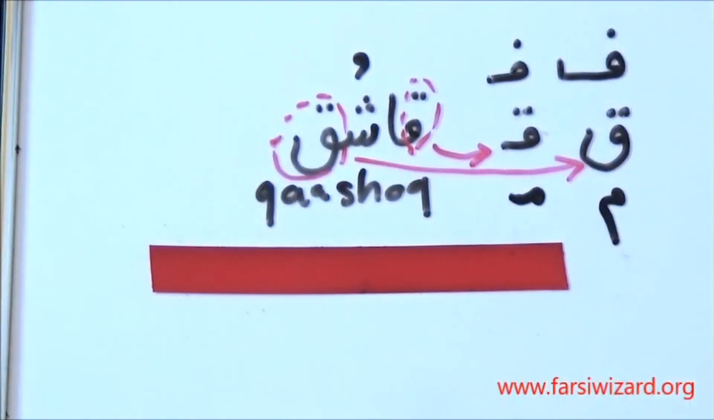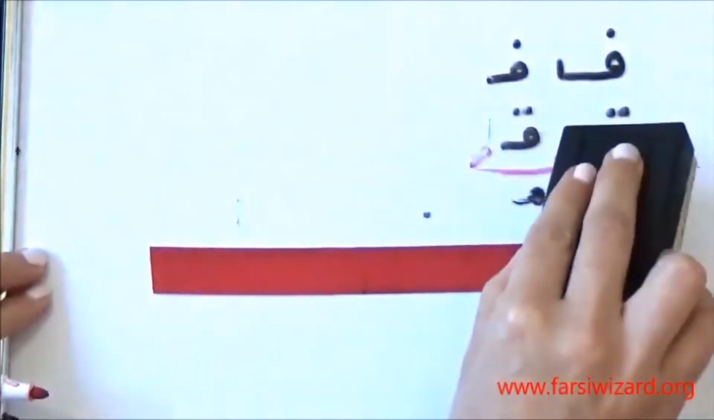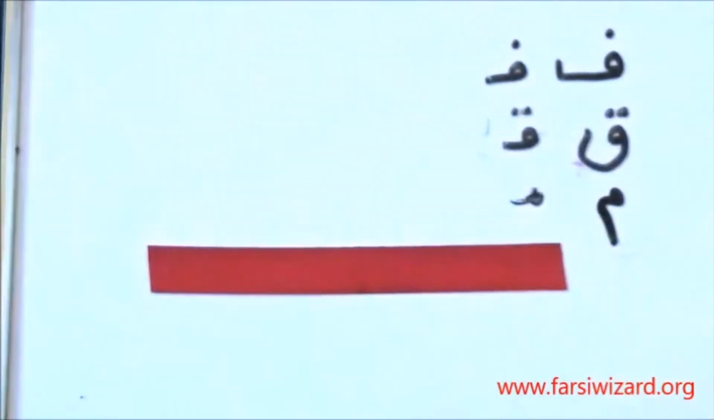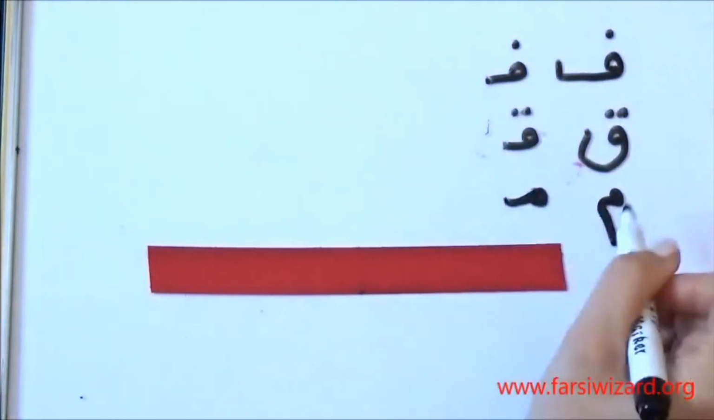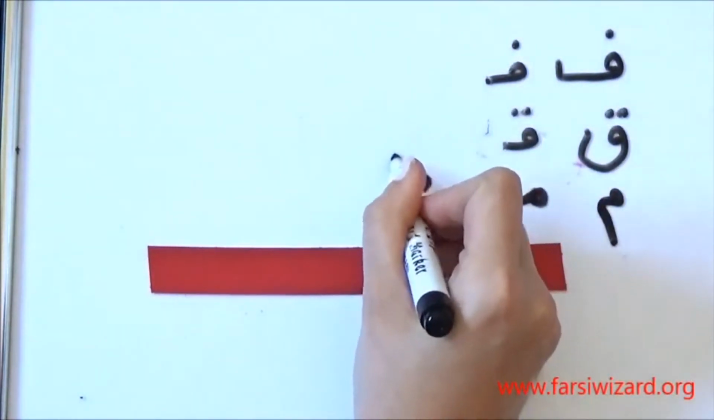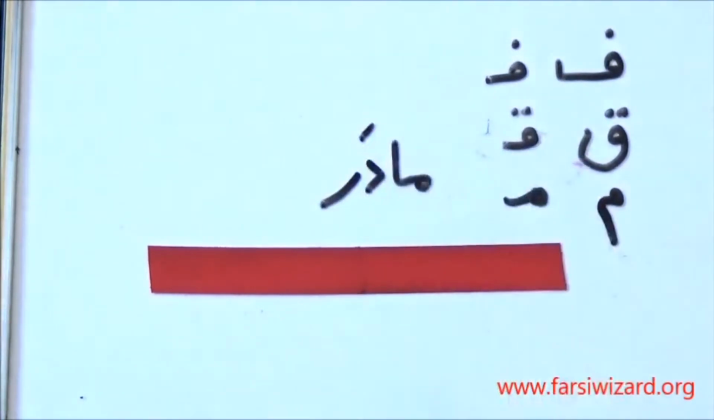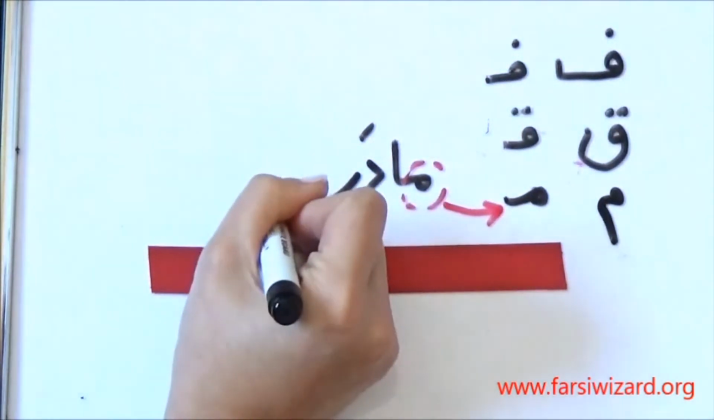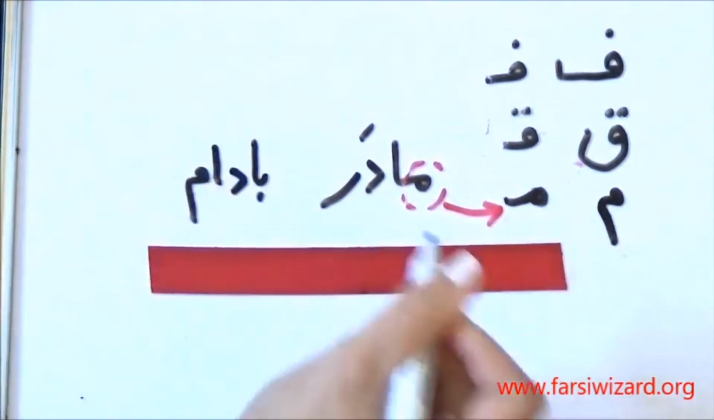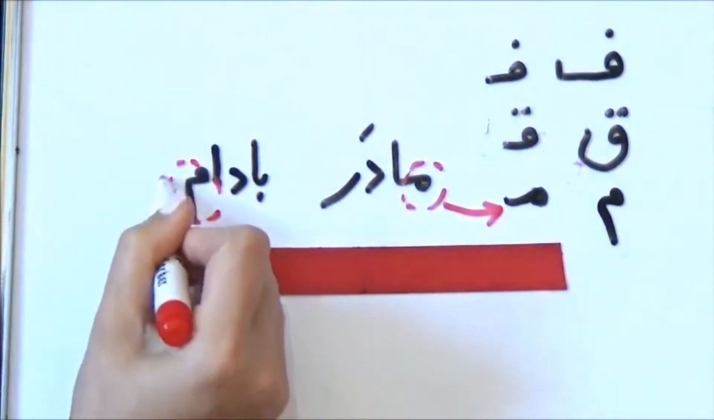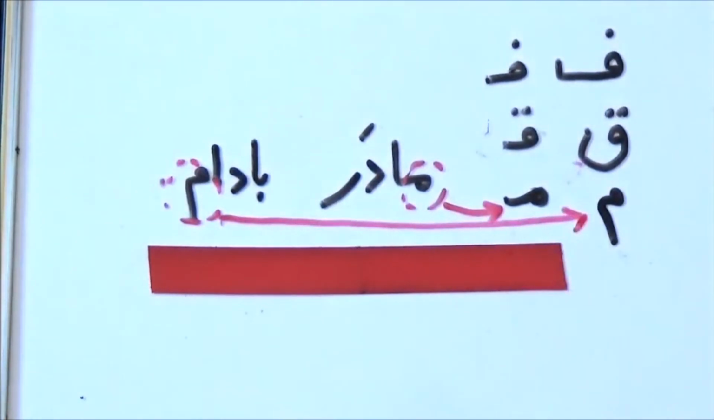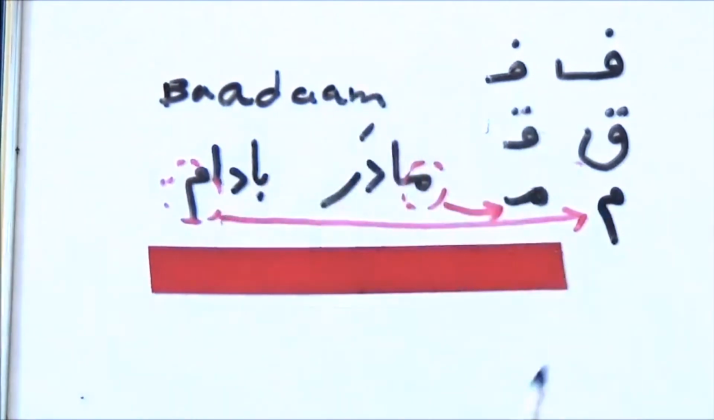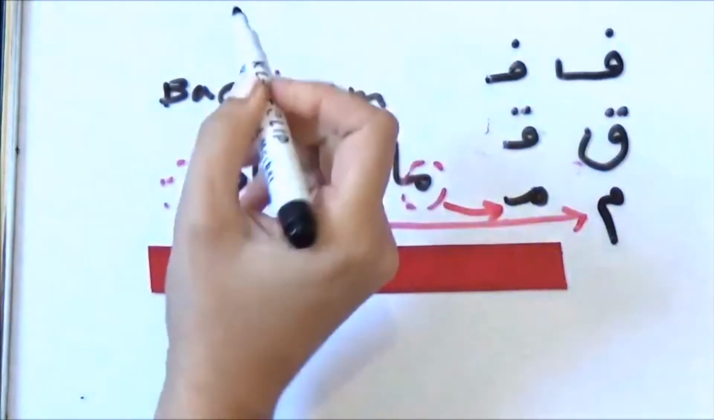Qashuq. Okay. The last one with the letter mim, we already had the example madar, mim at the beginning, therefore we're using the small version. And the new example is badam with mim at the end, the complete version, badam, which actually means almond. You know that Iranians love dried fruit.